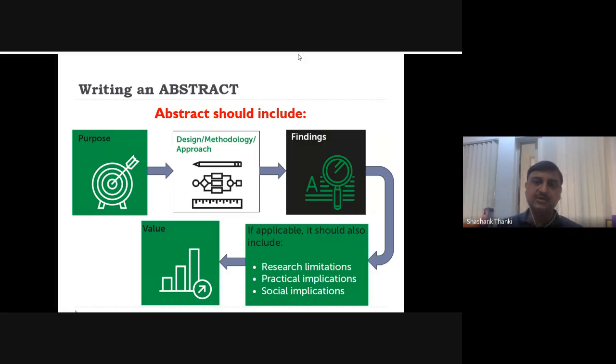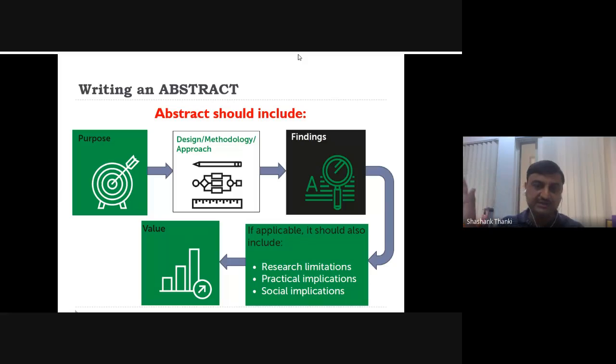See, this is how it should be developed. You should always start with the purpose. What is the purpose of this research? What is the purpose of developing this paper? Which methodology, approach, or how you design your work? What is your research design? Which methodology you have employed or approach you have used?